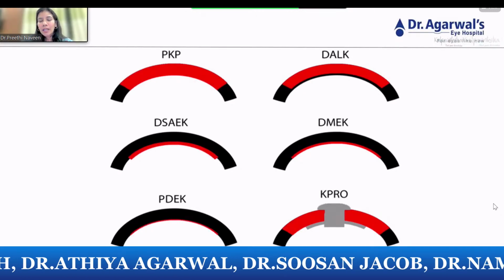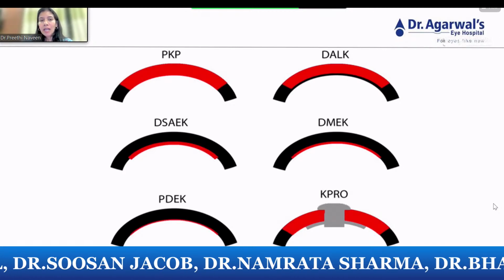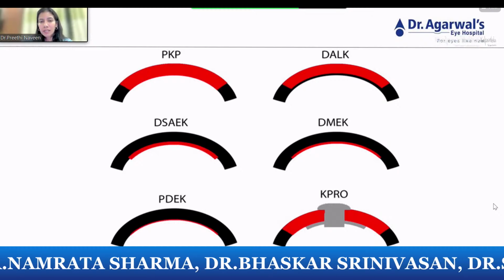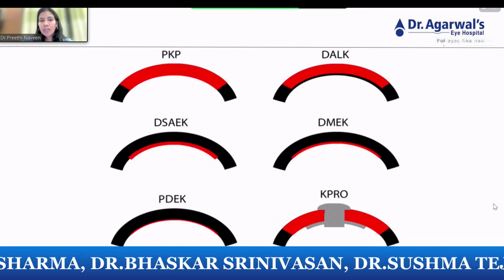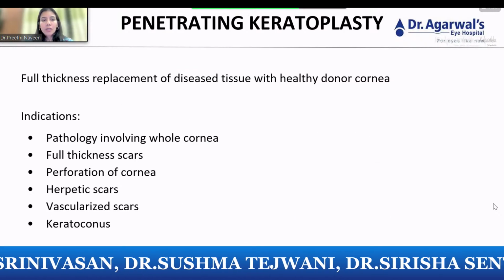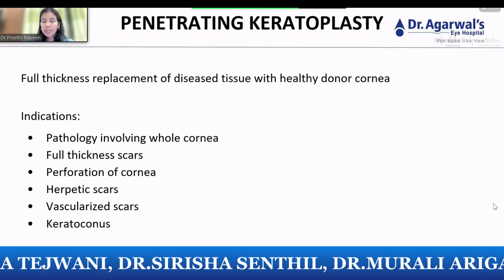And you have our keratoprosthesis, which is indicated in patients in whom we have a high risk chance for a PKP and multiple graft failures, high vascularization rate. Those are the kind of patients you would choose to do a Boston keratoprosthesis. So when you look at penetrating keratoplasty, like I told you, it's a full thickness replacement of a diseased tissue.